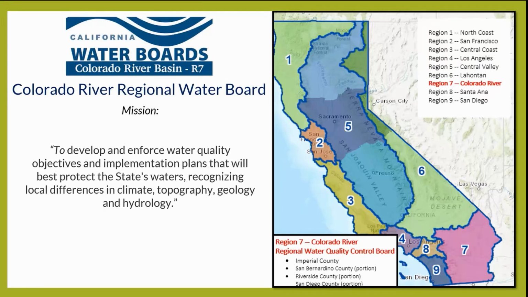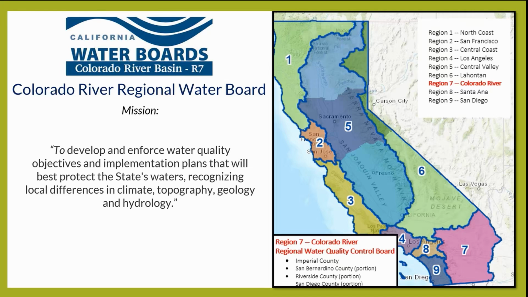The reason you have an order is because it's under your Regional Water Quality Control Board that they've mandated that we have general order requirements to protect groundwater and surface water beneficial uses and to evaluate the impact of irrigated ag on those water quality. So the overall mission of all of the regional boards in California, and there's 9 of them, is to develop and enforce water quality objectives and implementation plans that will best protect the state's waters, recognizing local differences in climate, topography, geology, and hydrology. So you are in Region 7 at the very south.